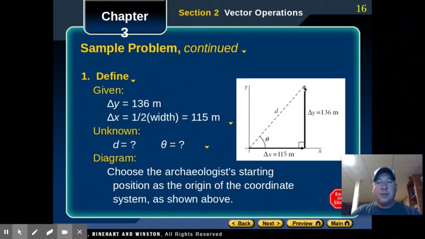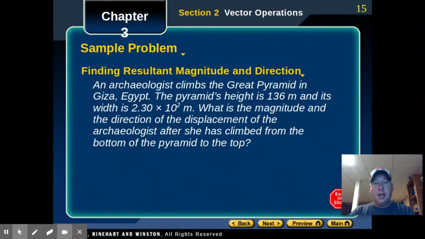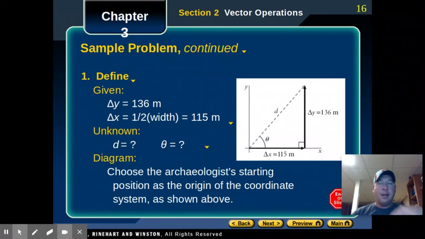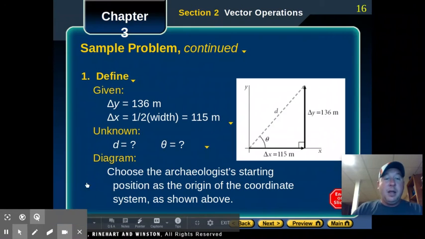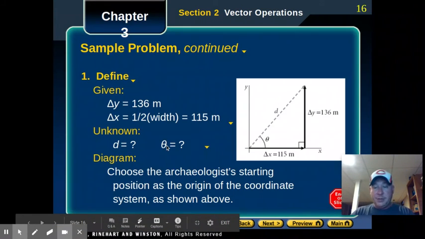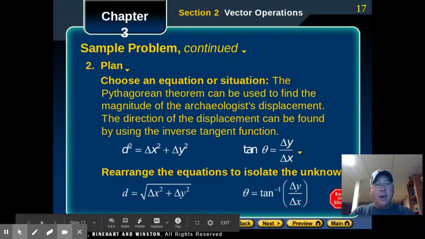But in order for us to use the Pythagorean theorem and everything like that, all we are concerned about is making this a right triangle. So we need to know the displacement, the magnitude and direction. We need to know the overall distance that was traveled and what exact direction it was. So we need to figure out our d, which is our hypotenuse, and our theta. So again, setting up a coordinate system.